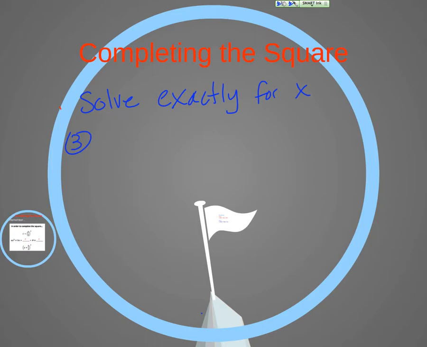Just please be patient. We will get through it. 2x squared minus 10x plus 3 equals 0. Yeah, I know. Because you can't have a 2 in front. We have to divide everything by 2. We're just going to divide these by 2. You could divide 0 by 2, that's going to be 0. So I end up with x squared minus 5x plus 3 over 2 equals 0.